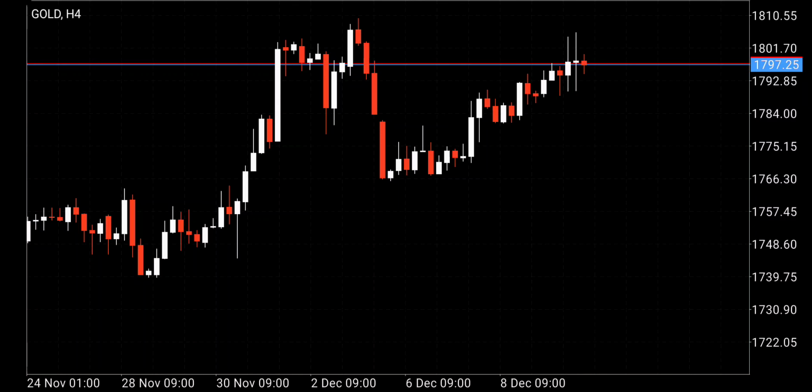So basically, this is how you can do the top-down analysis on gold. This is how you come up with setups. You start with the higher time frame, get a bigger picture, go down, make a decision there. Try and link that with what you saw on the bigger time frame when you're making your decision.